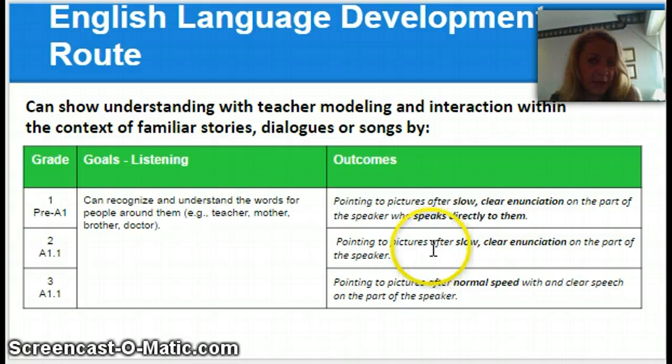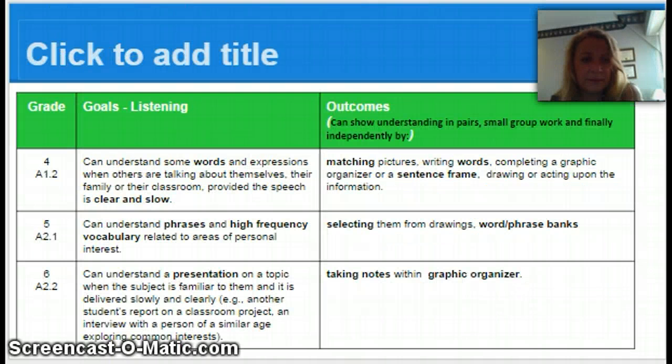And they could still point to pictures to show their understanding. At an A1.1, they can again point to pictures, but the speaker would actually be speaking more at a normal speed. At an A1.2 level, so for example in fourth grade, the goal shifts a bit so that the goal becomes can understand some words and expressions when others are talking about them, their family, or their classroom, provided the speech is clear and slow.